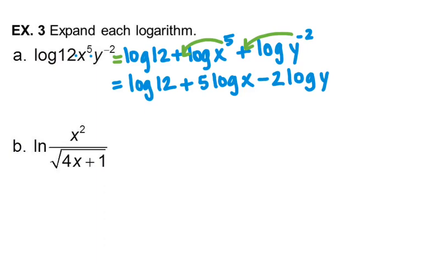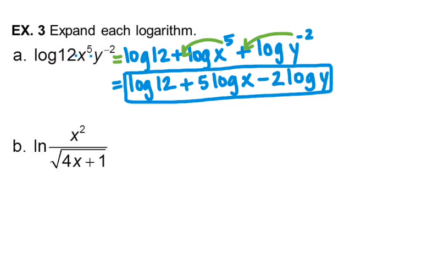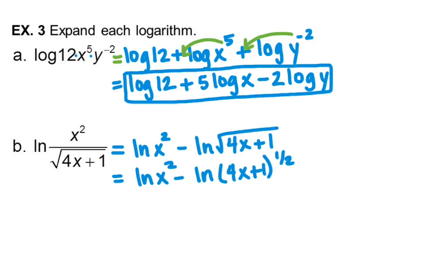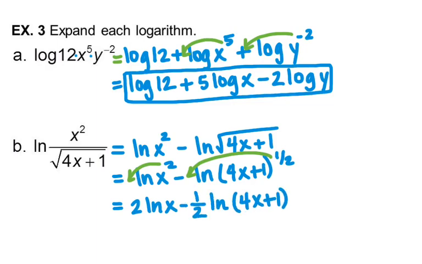Same thing for part B. I have 2 terms that are being divided, so division is going to change to subtraction. So I'm going to write the natural log of x squared minus the natural log of the square root of 4x plus 1. Now the square root of a term is the same as raising it to the 1/2 power. So I'm going to rewrite that as an exponent raised to the 1/2 power. Then I can bring my exponents down front, so 2 natural log x minus 1/2 natural log 4x plus 1.